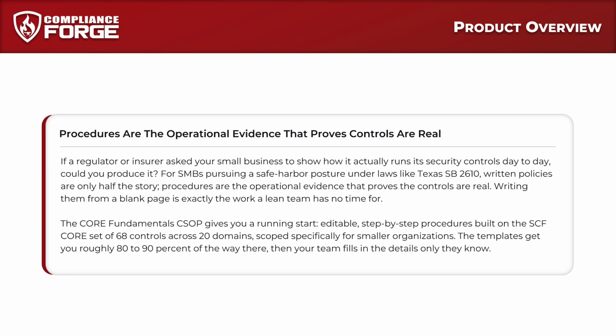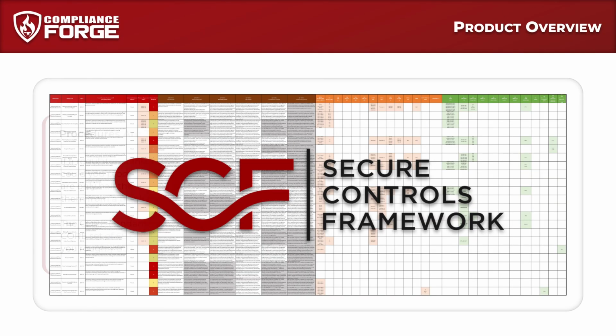The core fundamentals version of the CSOP gives you a running start. Editable, step-by-step procedures, built on the SCF core set of 68 controls across 20 domains, scoped specifically for smaller organizations. The templates get you roughly 80 to 90% of the way there, and then your team fills in the details only they know. The Core Fundamentals Procedures is a Secure Controls Framework licensed content provider product, providing 68 controls across 20 domains, specifically tailored for small and medium businesses.